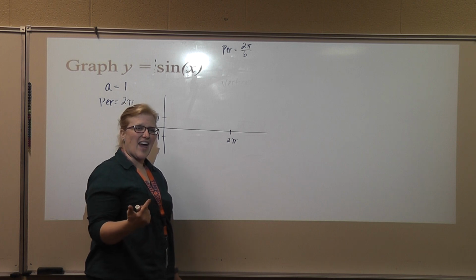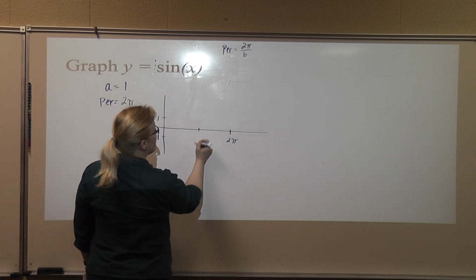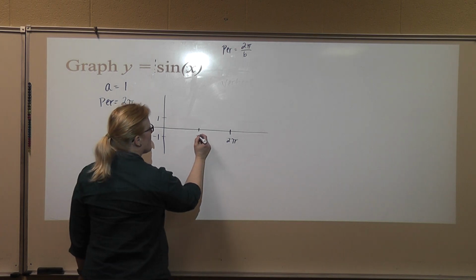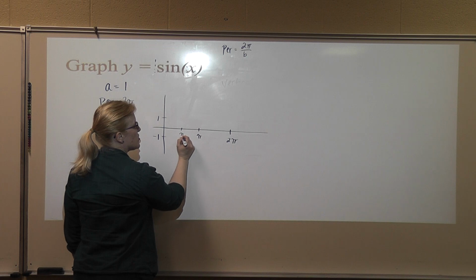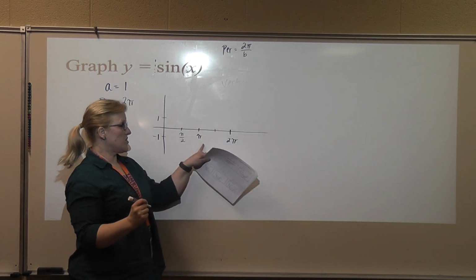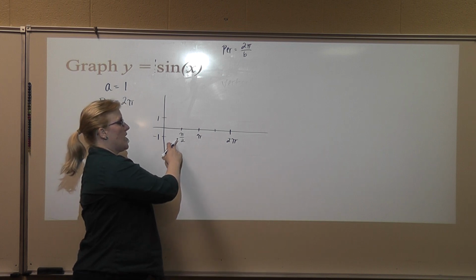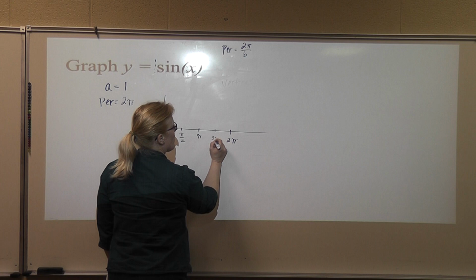I'm going to cut it in half 3 times. So here's the middle. Half of 2 pi is pi. Half of that is pi over 2. And half between these two, so I've got 1/2, 2 halves, 3 halves, or 3 pi over 2.